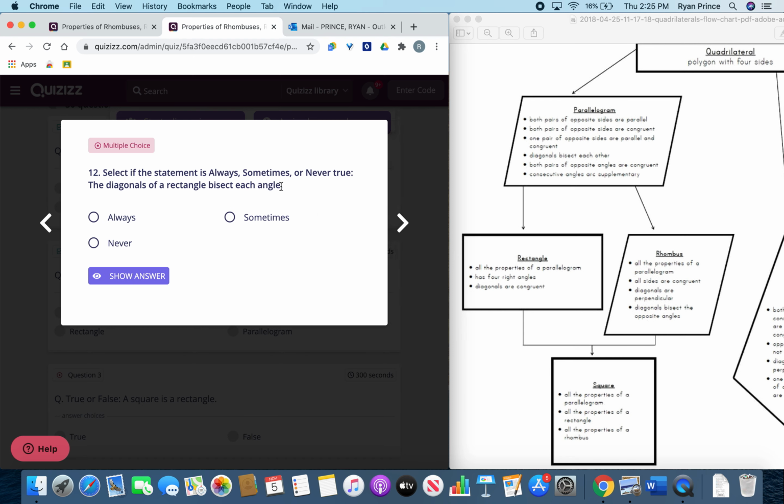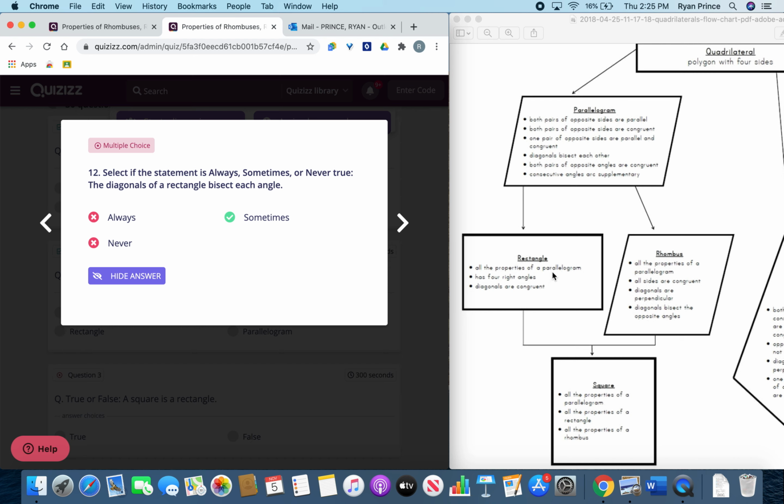Select if the statement is always, sometimes, never true. The diagonals of a rectangle bisect each angle. Do we not just do that? No, that was a rhombus. So on a rectangle, it's going to be sometimes true, because if it's a type of rectangle that would be a square, where it was a rhombus and a rectangle, then they would bisect each angle. So it should be sometimes, okay?